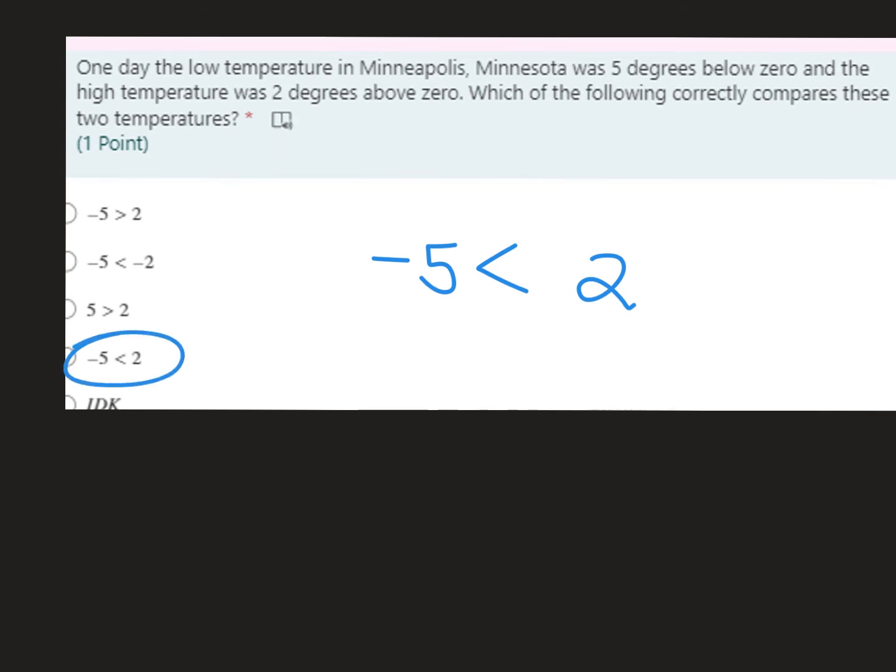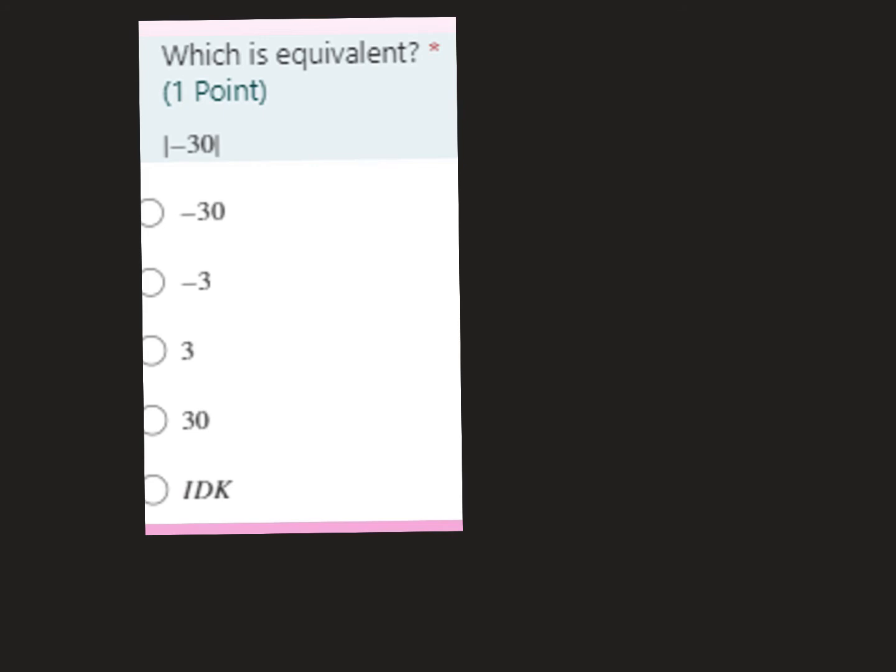So this was really a two-step problem. One step, writing the correct integer. Step 2, using the correct inequality. All right, next one said which is equivalent.